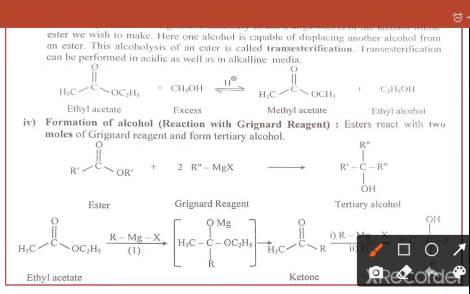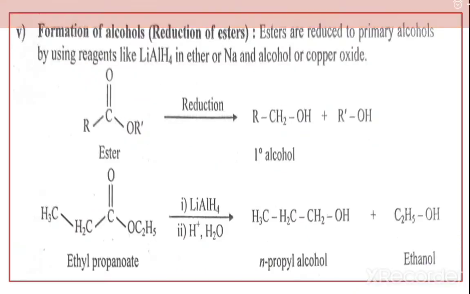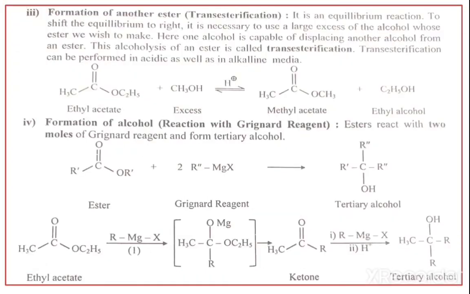If you see the mechanism, this methanol attacks the carbonyl carbon, followed by departure of the ethoxy group, and we get methyl acetate as a product. That means we get another ester molecule. It is nothing but trans-esterification.